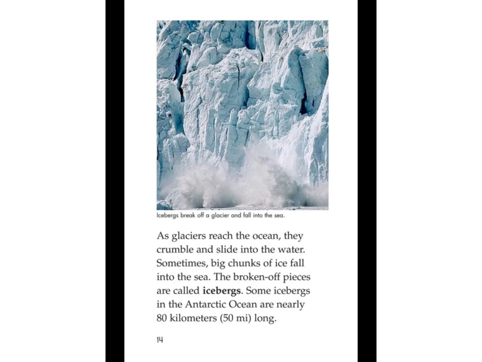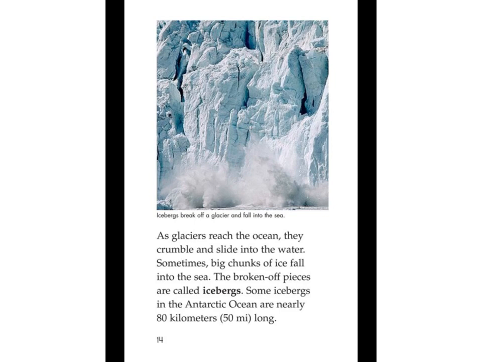Icebergs break off a glacier and fall into the sea. Yes, remember these are the continental ones. When they break, they form icebergs. As glaciers reach the ocean, they crumble and slide into the water. Sometimes big chunks of ice fall into the sea. The broken off pieces are called icebergs. Some icebergs in the Antarctic Ocean are nearly 80 kilometers long or 50 miles long.